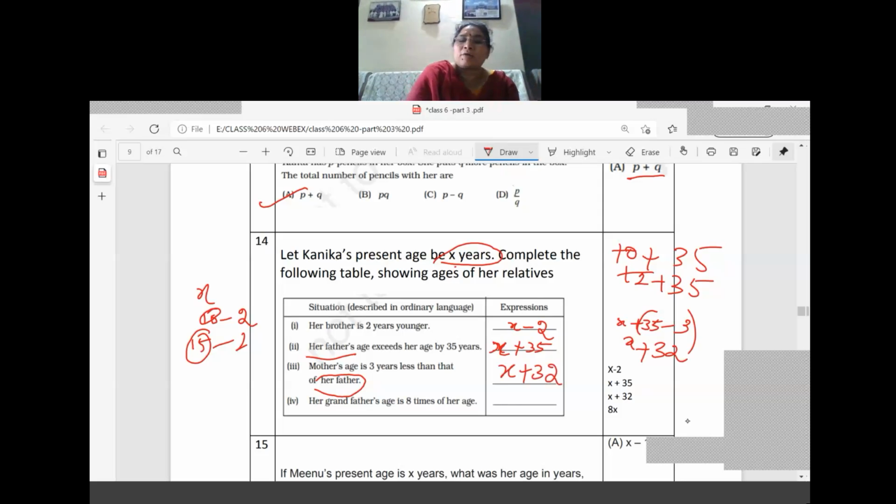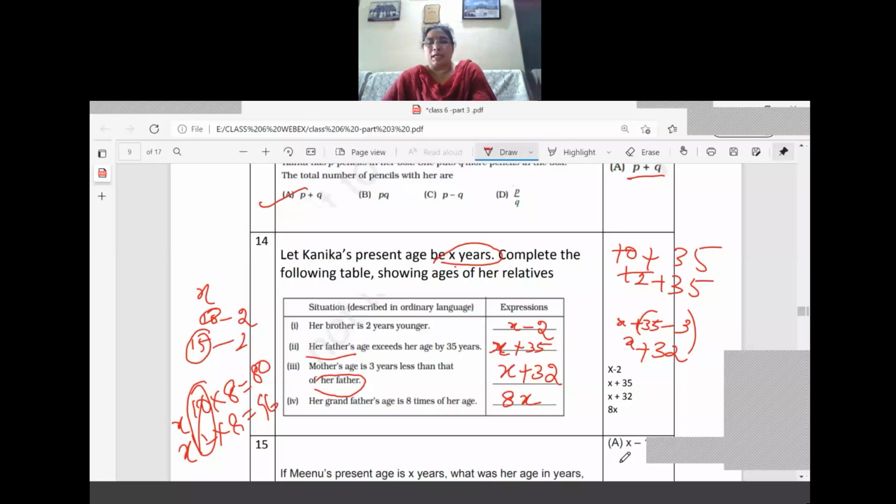Right? Now her grandfather's age is 8 times her age. So 8 into her age. 8 into her age means 8x. Like that we can write. Suppose your age is 10, your grandfather's age is 8 times your age, means 10 into 8, your answer will be 80. Suppose your age is 12, then grandfather's age is 12 into 8, 96. He will multiply. Instead of 10 and 12, what should we write here? X only. That is why the generalized statement we can form here is 8x.